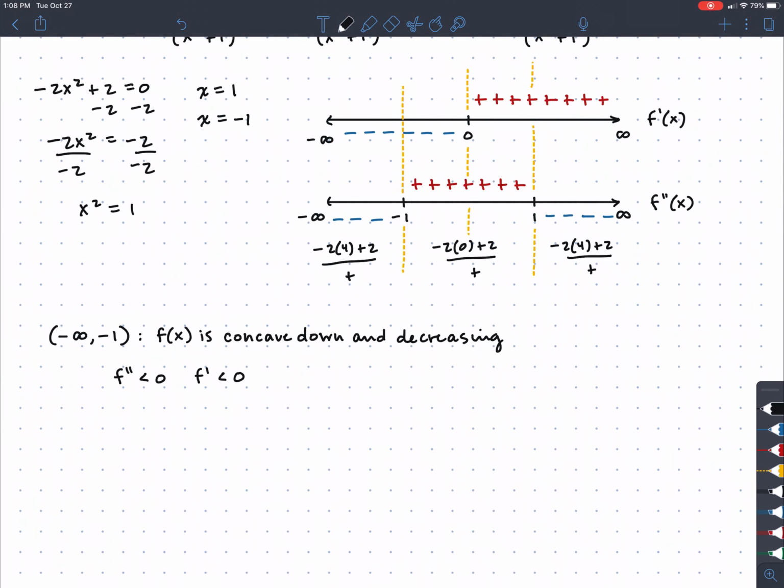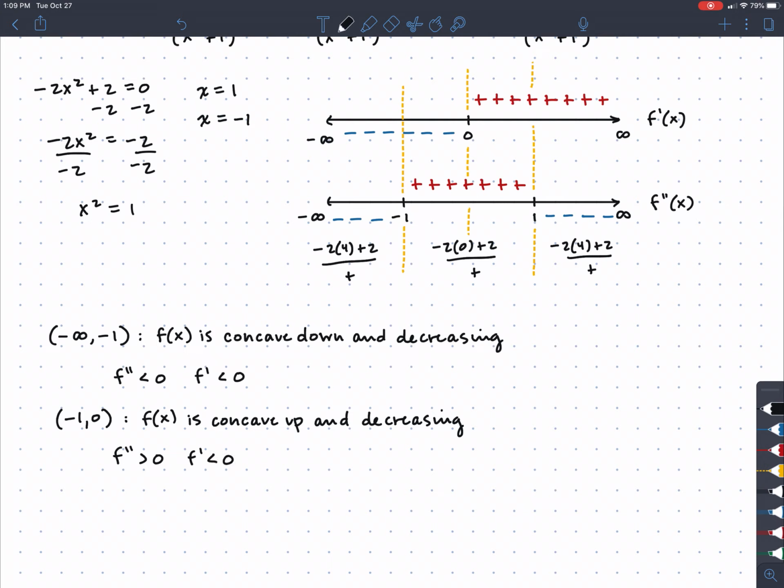Our next interval, from negative 1 to 0. f of x is concave up and decreasing. And that is because f double prime is positive, and the first derivative is negative.